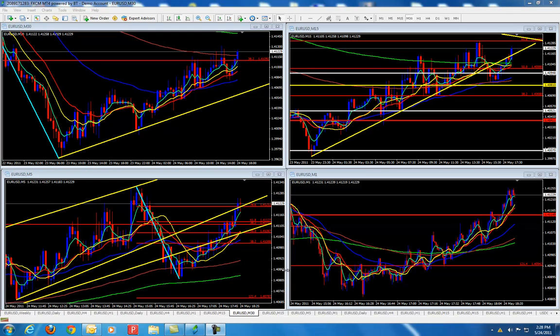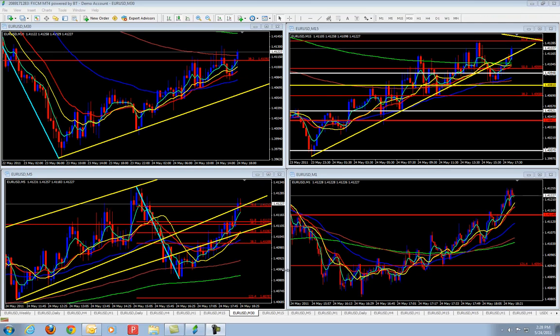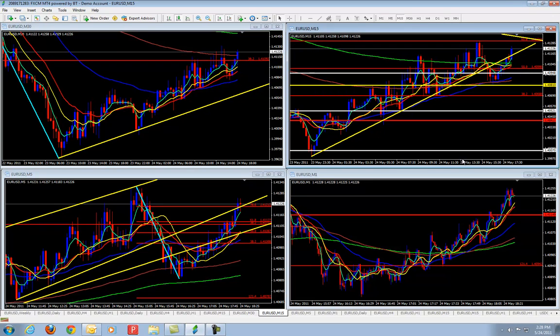It is Tuesday around 2:30 p.m., May 24th, and we're looking at the euro dollar. I'm taking a speculative trade based on a double top, or an almost double top. Let's take a look at the euro dollar.